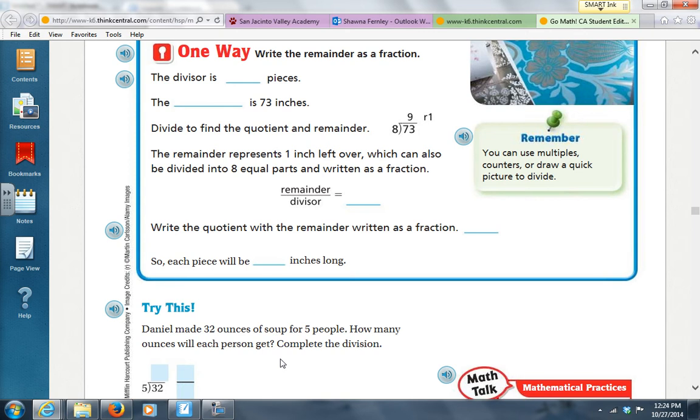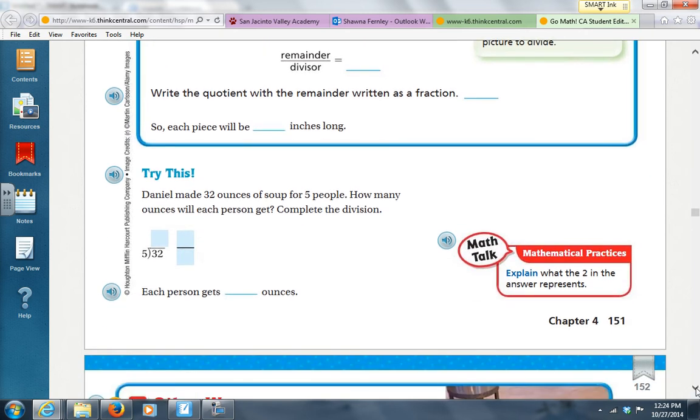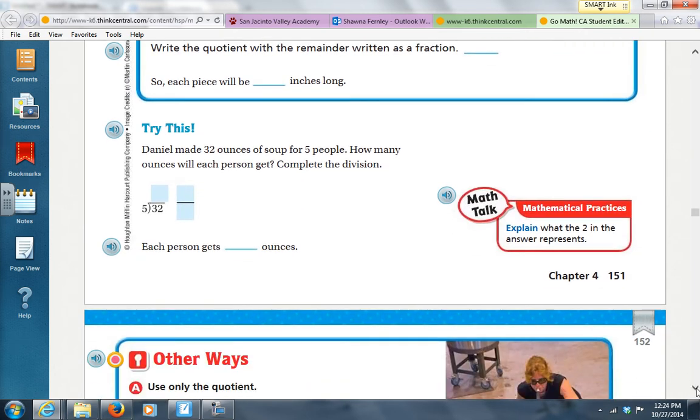Okay, here's another one. Daniel made 32 ounces of soup for 5 people. How many ounces will each person get? So my divisor is which number?